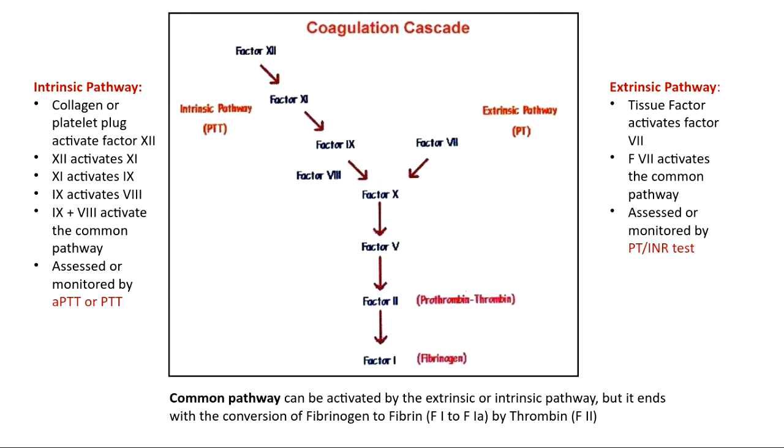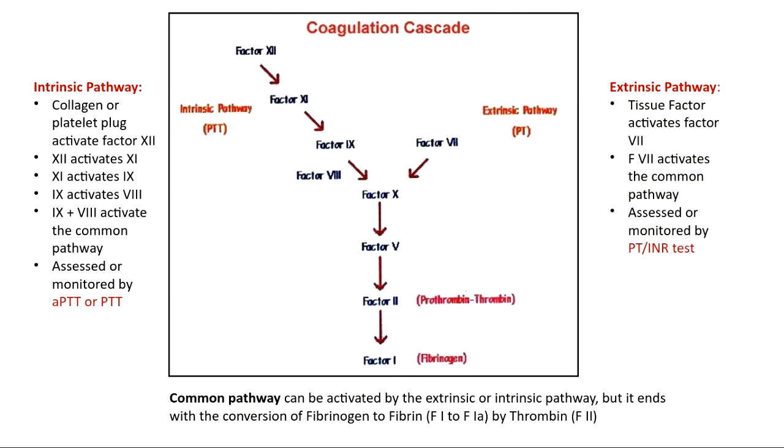And as you can see on slide number 9, we have like a Y formation, right? On the left, we have factor 12. Remember, these are Roman numerals, and if you do not remember your Roman numerals, I would advise you to write them down on a piece of paper and to have them handy, especially during quiz or exam time, so that you know which ones we're talking about. So factor 12 is the first factor to be activated in the intrinsic pathway.